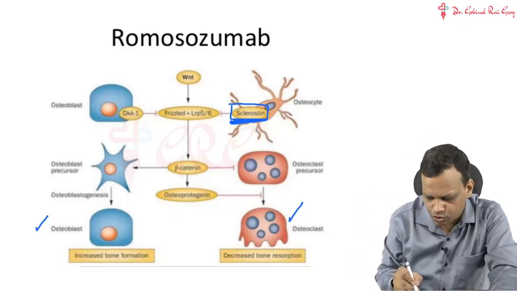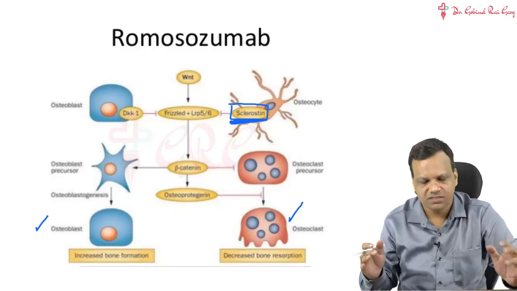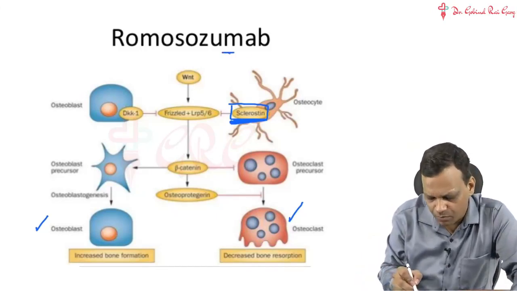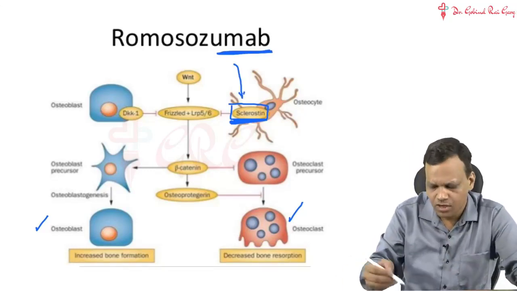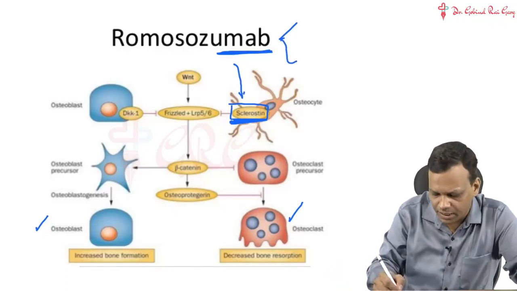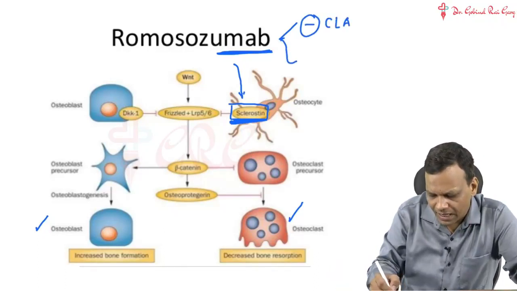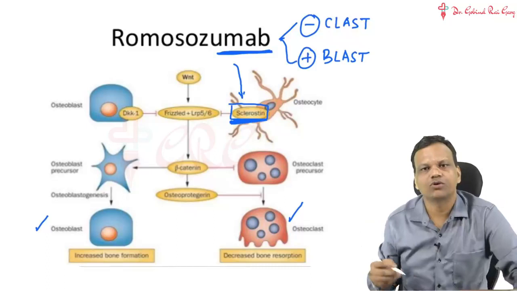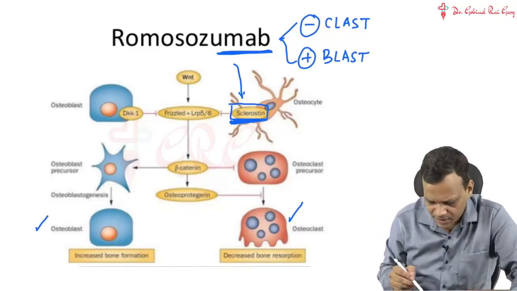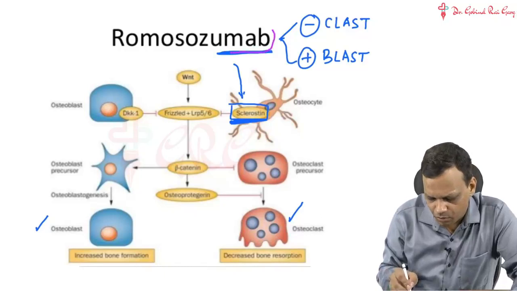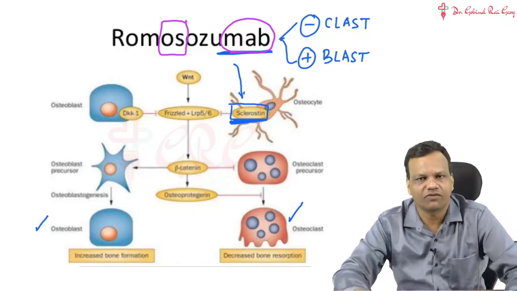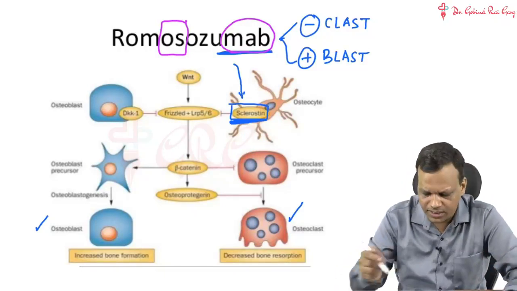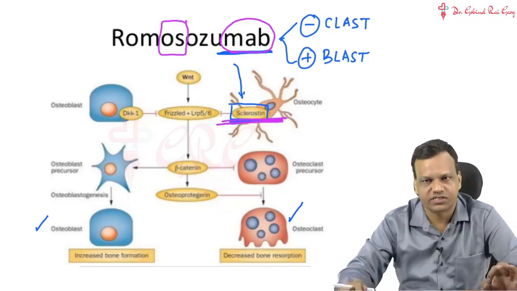So if we inhibit sclerostin, then both of these will be reversed. That drug is romosozumab. It is a monoclonal antibody against sclerostin. So it acts by a dual mechanism: it inhibits osteoclast as well as stimulates osteoblast. From the name again you can remember, it is a monoclonal antibody, MAB, which is used for osteoporosis. Monoclonal antibody for osteoporosis is romosozumab. It is a monoclonal antibody against sclerostin.